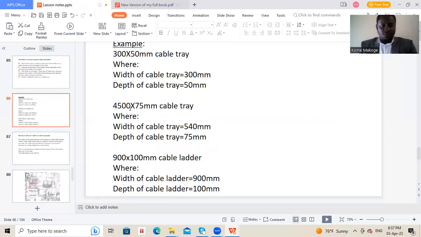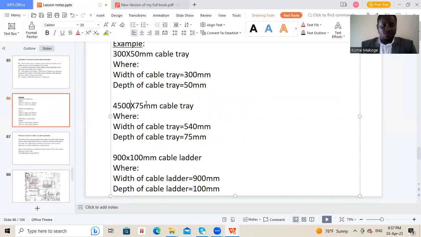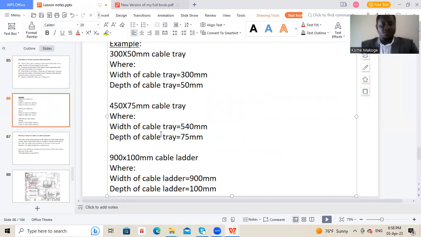We have 450, we have 900 as well. So this is 450. This is meant to be 450, not 4,500. This is a 450 by 75 cable tray.